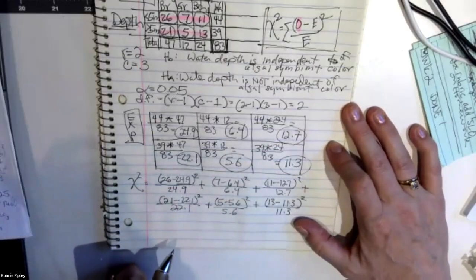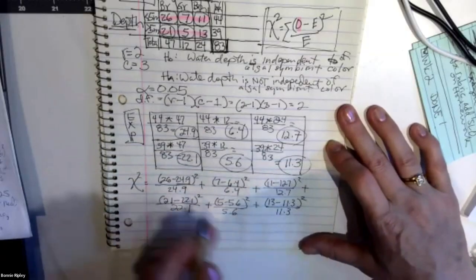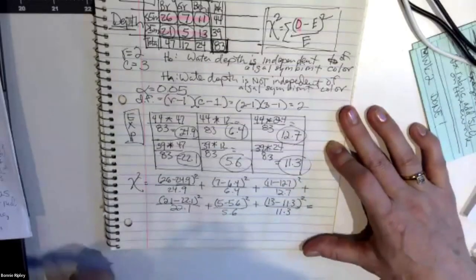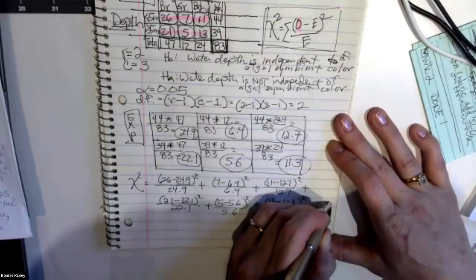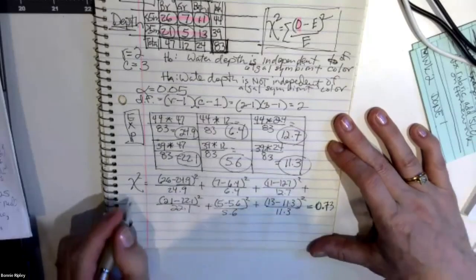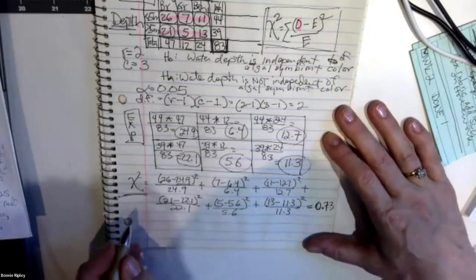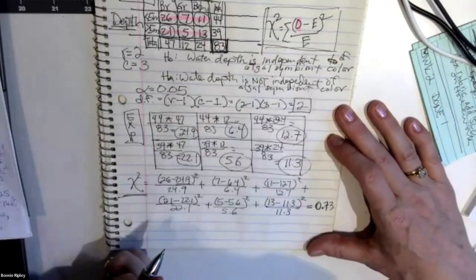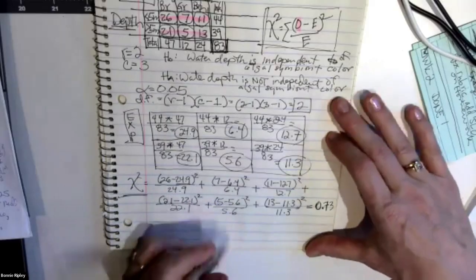All right, I'm going to add all those up. So make sure that you calculate out each term and that you try and add up and make sure that you get approximately the same number as I did here. I've got 0.73. That is the value of my chi-squared. All right, so what do we want to do with that? We're going to take our degrees of freedom and our value of chi-squared. Now we're going to go to our chi-squared distribution table.